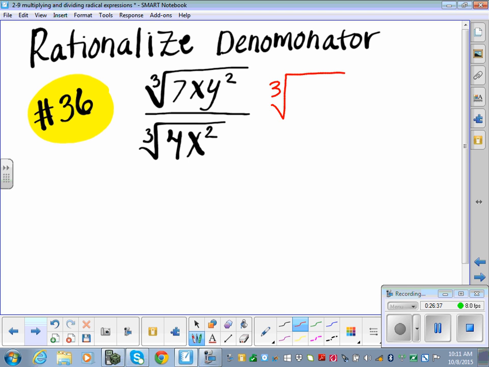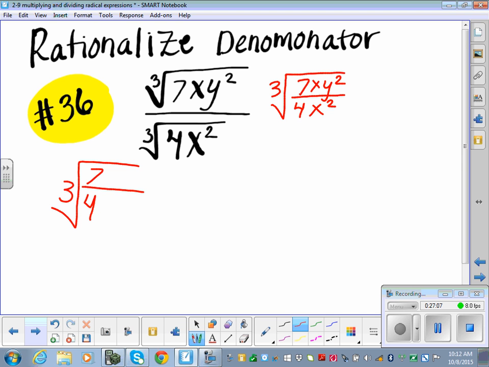Now pay attention here. This is where it gets hard. So we have the cube root of 7xy squared on top. On bottom we have 4x squared, right? Okay. So if we simplify this, we have the cube root of 7 on top, right? And then x over x squared. We still have our 4 on bottom. X over x squared.